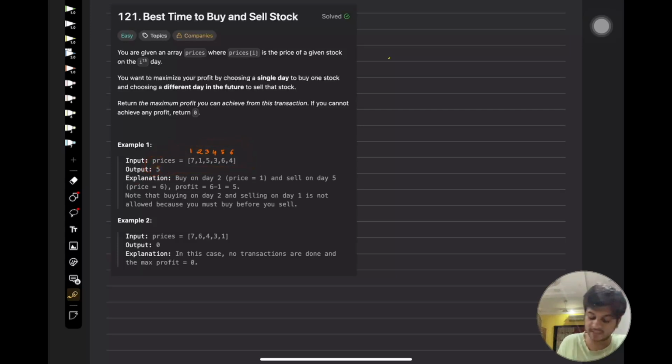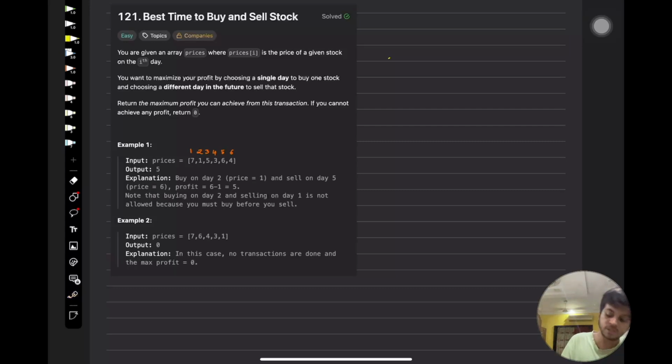So what this basically means is that you buy on day 2, which has the price of 1, and sell it on the fifth day, which has the price of 6. So 6 minus 1 is 5. That is the maximum profit one can earn. So how do we do it?